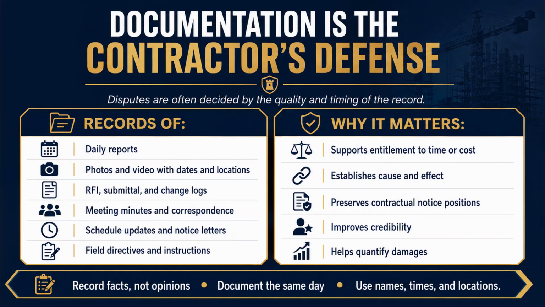Why it matters. And here's what that record actually does for you when things get serious. It supports entitlement to time or cost. It proves you have a right to recover. It establishes cause and effect. It connects the event to the impact. It preserves contractual notice positions. It proves you gave notice when the contract required it.